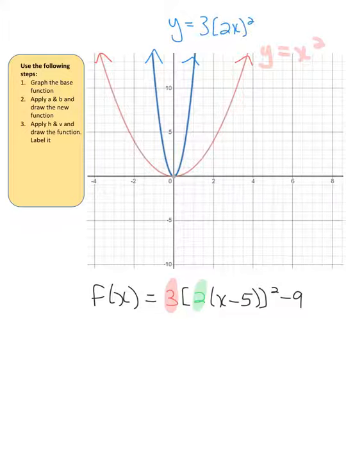I have not applied the negative 5 or the negative 9 yet. That's going to be my step 3. So that is not part of this equation.